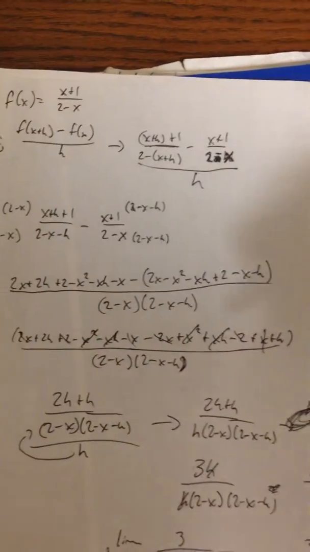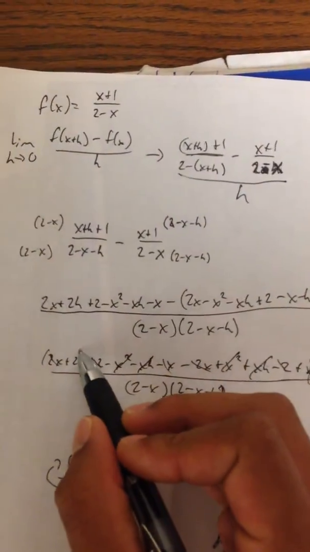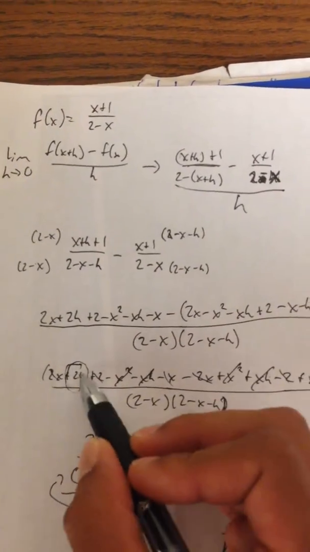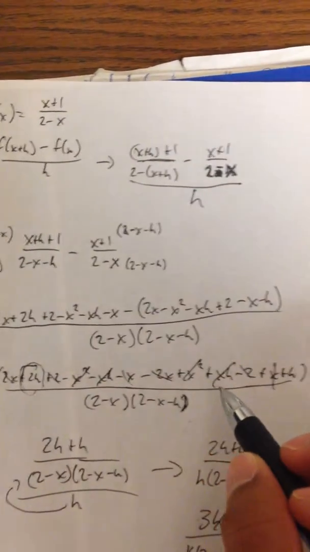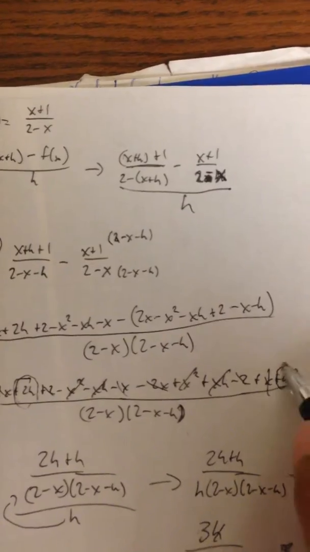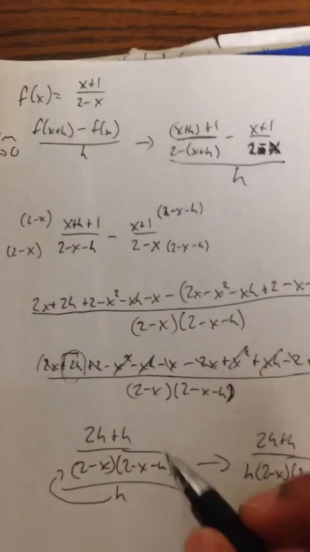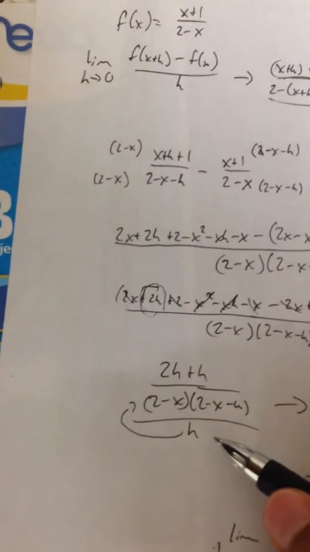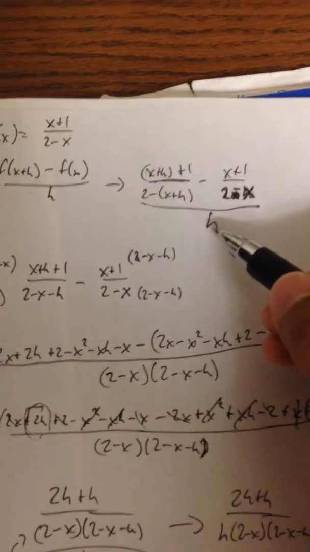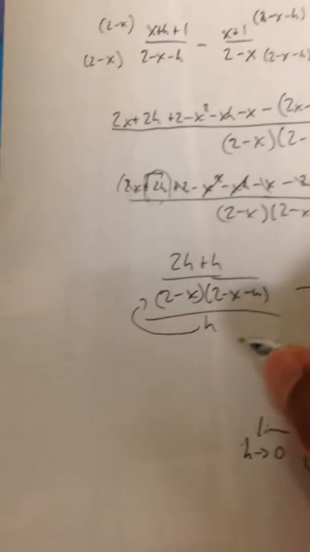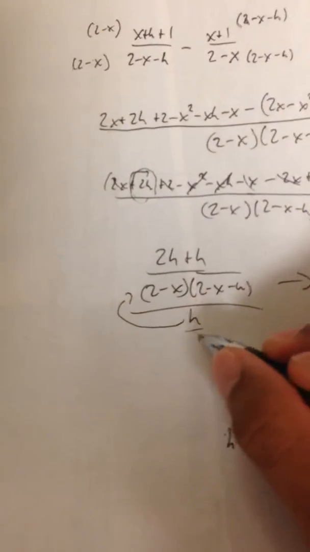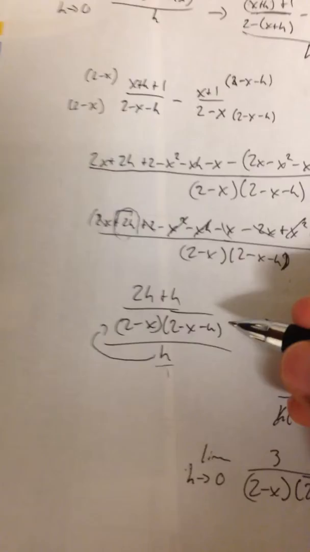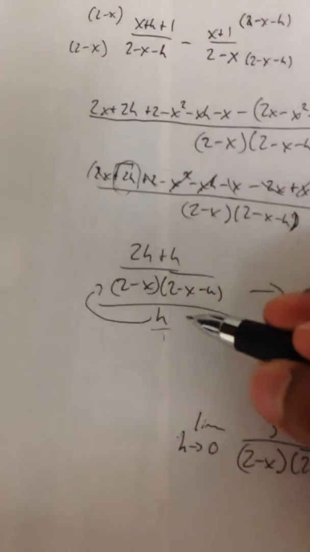Now what you're left with is this 2h, which is not canceled out, plus this h right here. So you have 2h plus h on top, and you keep the bottom. And now we bring back the h that we left out earlier. It's h over 1, and you multiply by the inverse of h, which is 1 over h.